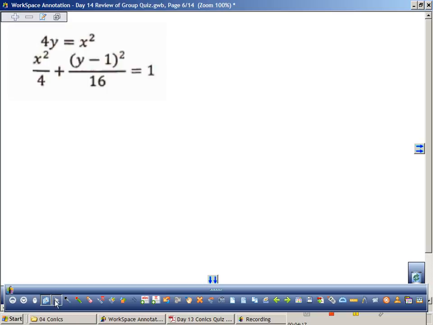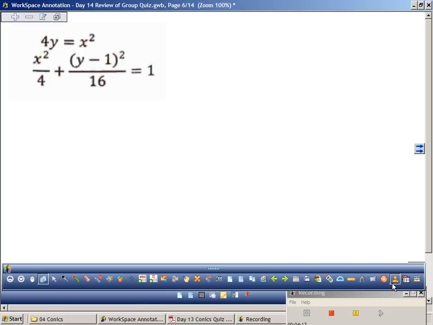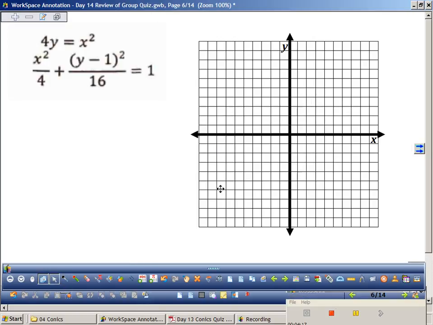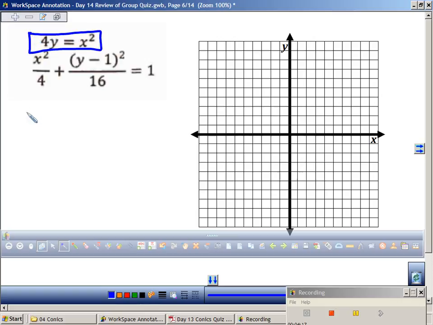So here's number 6. What should I do first? Graph. Yep. I'm going to graph it so I have something to reference. So I'm going to graph the first one. We're going to do this one in blue. This is a parabola because they're not both squared. This parabola has a center, or a vertex, of 0, 0.